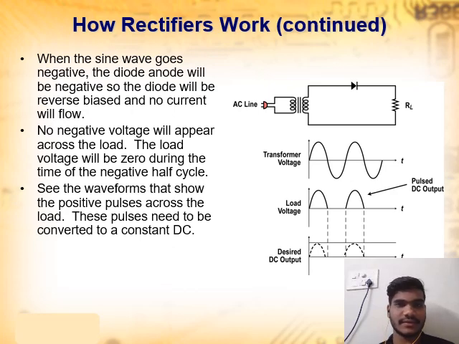How a rectifier works, continuation of the previous slide. When the sine wave goes negative, the diode anode will be negative, so the diode will be reverse biased and no current will flow. No negative voltage will appear across the load. The load voltage will be zero during the time of the negative half cycle. See the waveform that shows the positive pulses across the load. These pulses need to be converted to a DC constant.